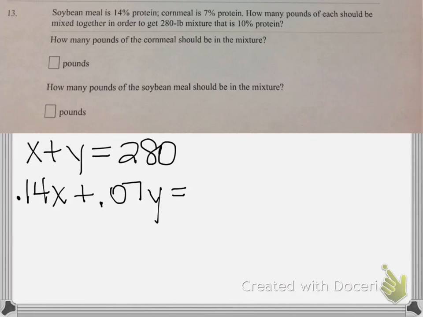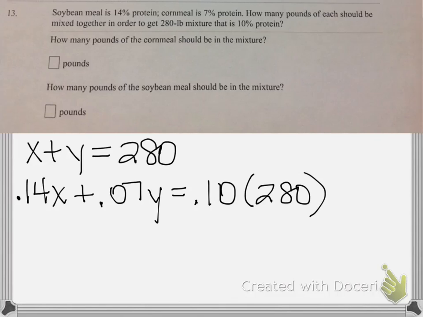Percent, so our total needs to be 10% of the total pounds, which we know the total pounds is 280. That's the one pound number I do know. You don't want to just leave it at 0.10, because that means you're saying that they total 0.1 pound if you do that. So we want 10% of our total pounds. So our top equation represents all the pounds, and our bottom equation is the percent.